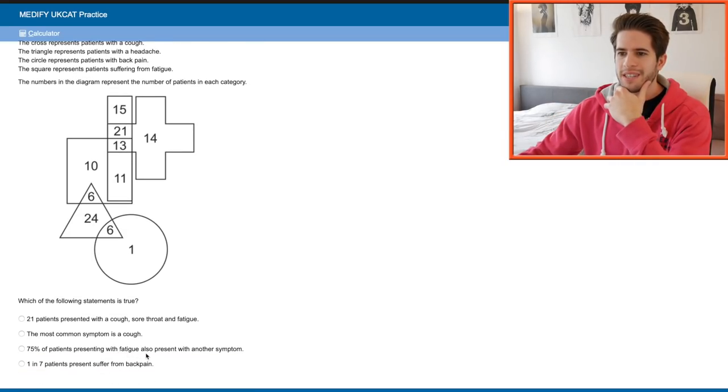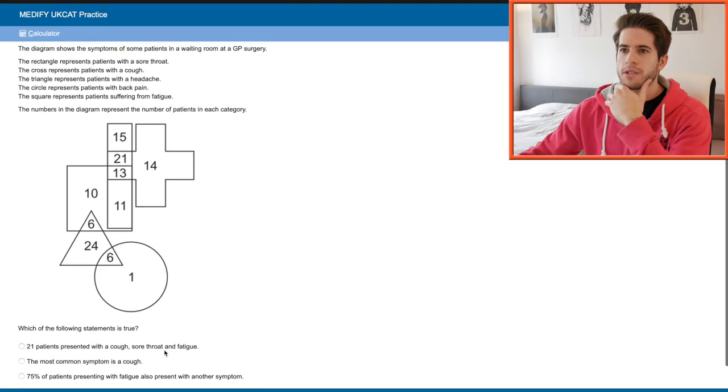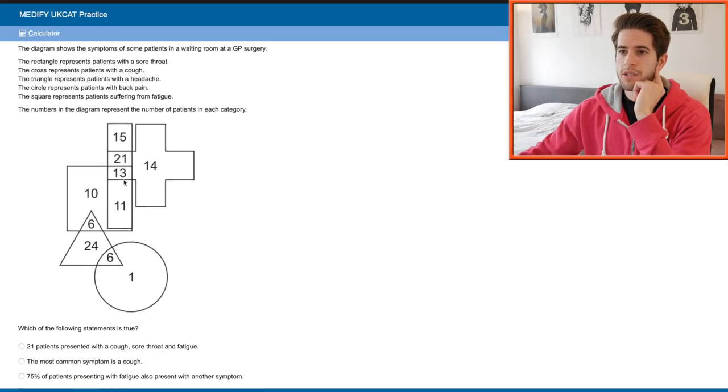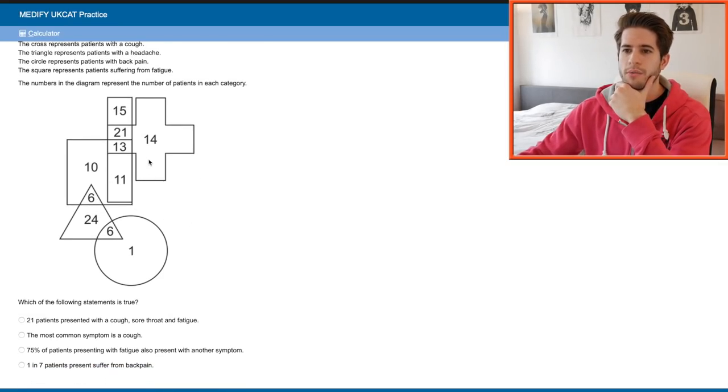75% of patients presenting with fatigue also present with another symptom. So fatigue is the square, and 75% of them present with another symptom. So these three need to be 75% of the total, if this is correct. So 13 plus 11 is 24, plus 6 is 30. So 30 out of a total of 40 is 75% are presenting with another symptom.